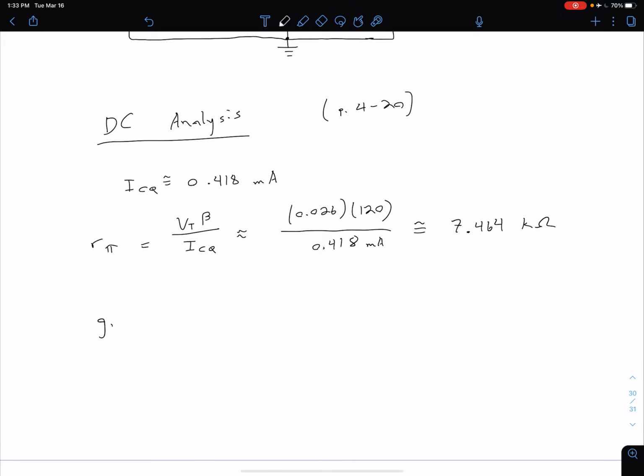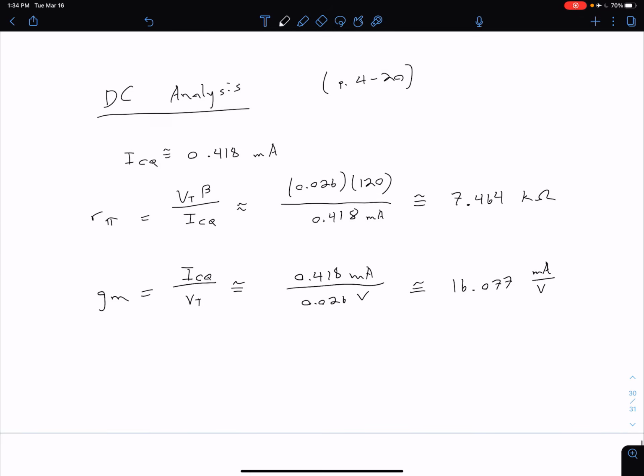So we also need our gm, which is equal to ICQ over VT. Plugging in our ICQ of 0.418 milliamps, we divide that by our 0.026 volts, where we again have assumed room temperature, and that is approximately equal to 16.077 milliamps per volt for our small signal transconductance.